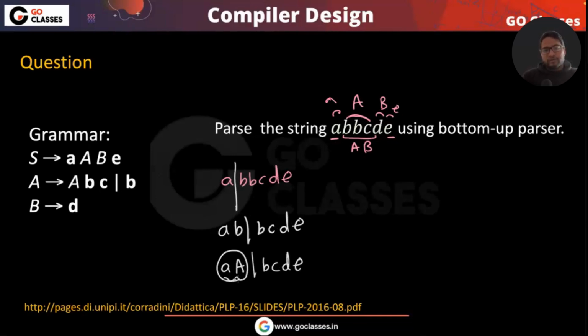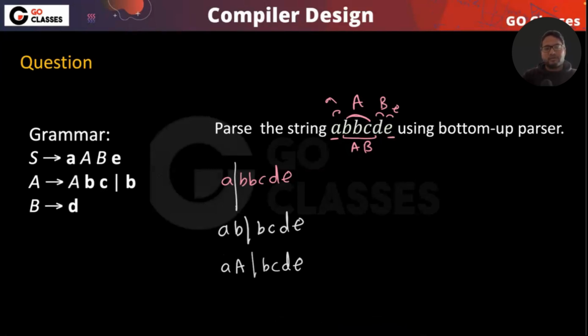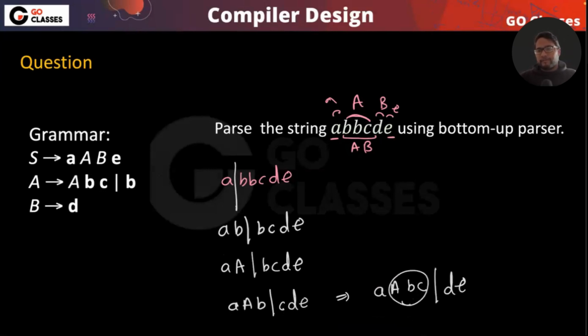Now, should it be reducing this small a capital A to something, or is there any such thing? No, right? So what should you do? You should shift again. Now you should shift it. Small a capital A, small b, C, D, E. Then you should again shift it. Now you should be reducing this capital ABC, right? This capital ABC to capital A, isn't it? So you should be reducing it. Then you should shift it. Then you should be reducing, right?